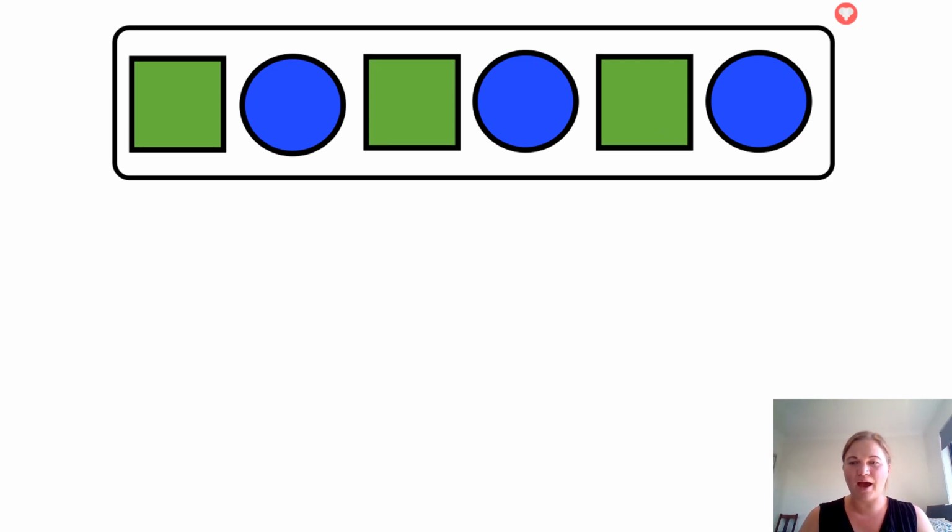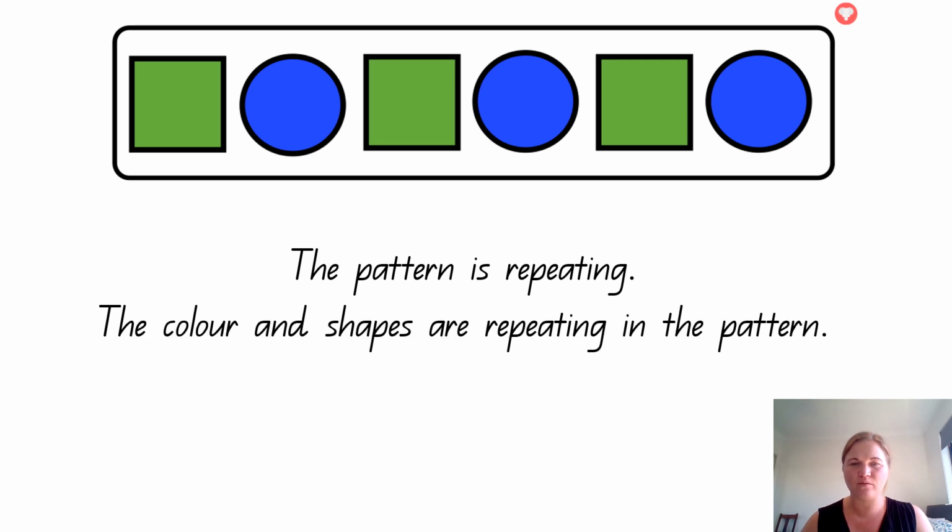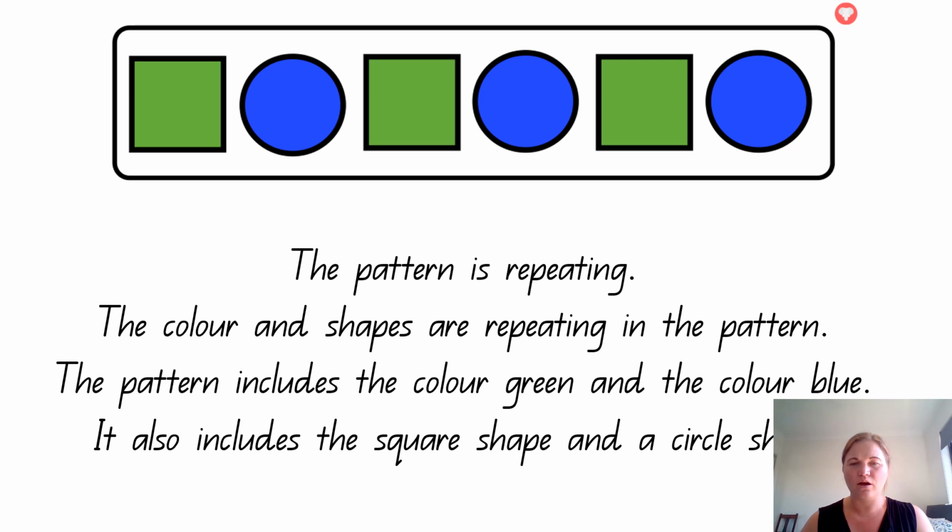Let's have a look at this pattern. In this pattern, we have two different colours, blue and green. We also have two different shapes, squares and circles. The pattern is repeating. The colour and shapes are repeating in this pattern. The pattern includes the colour green and the colour blue. It also includes the square shape and a circle shape.